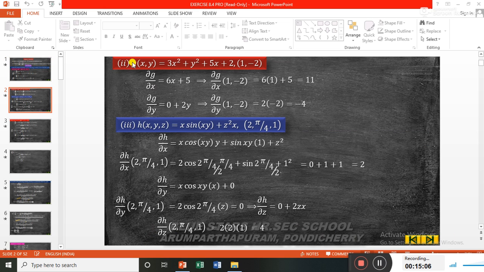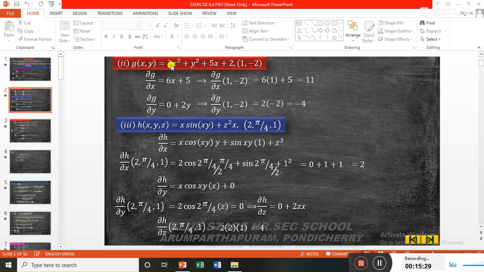Now, second subdivision problem: g of x comma y equals 3x square plus y square plus 5x plus 2 at the point (1, −2). So they give the function and one point. From this we find the partial derivatives, that means ∂g/∂x and ∂g/∂y. First I calculate ∂g/∂x, partially differentiating with respect to x.